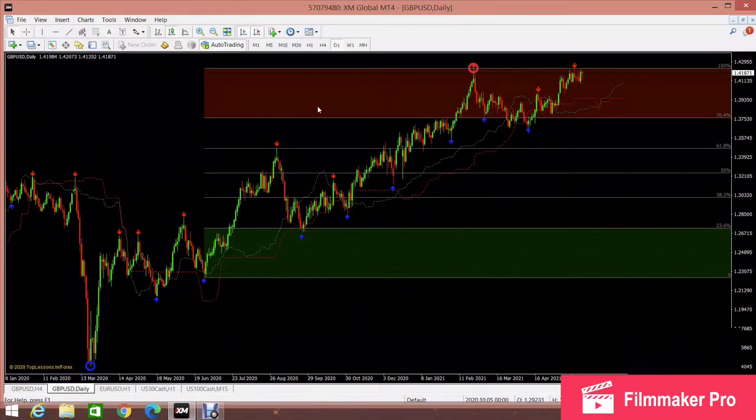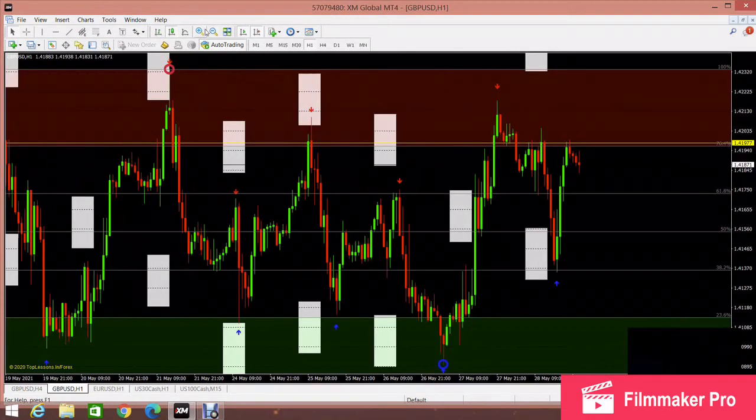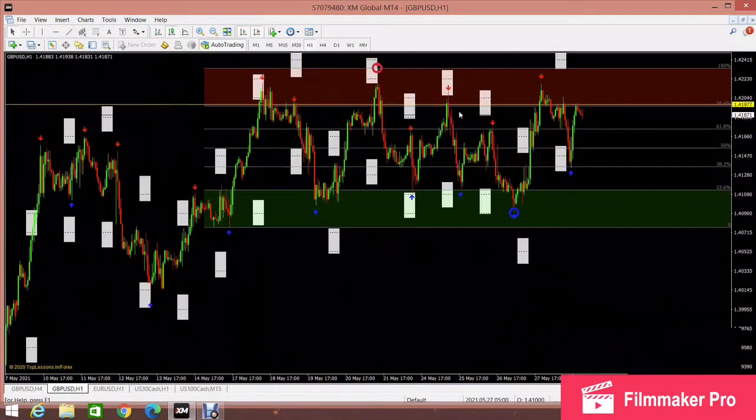So let's go to the 1 hour time frame of the system. As you can see on the 1 hour time frame of the system, we still have the supply and demand system, and now we have the stop hunt boxes. This is from the system called Beat the Market Maker, so this is what we call stop hunt boxes. How do I explain this?